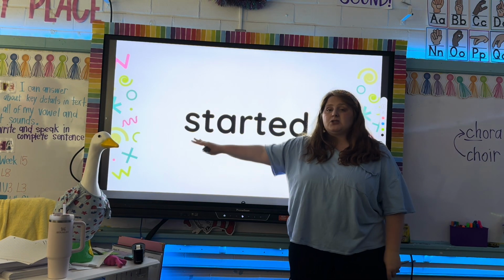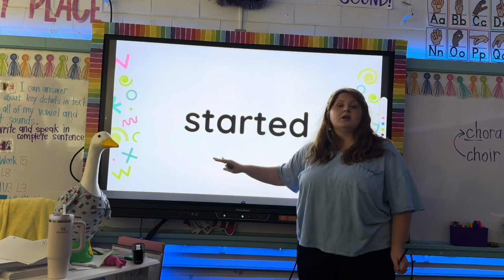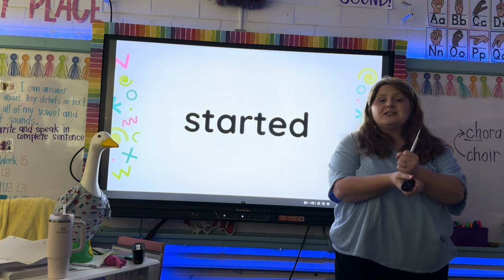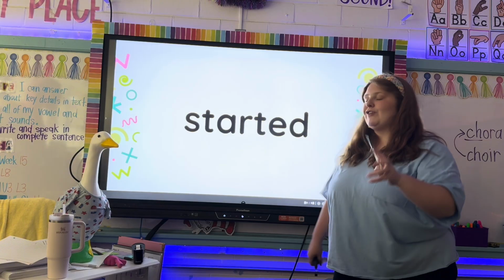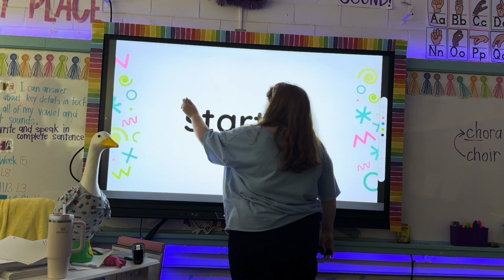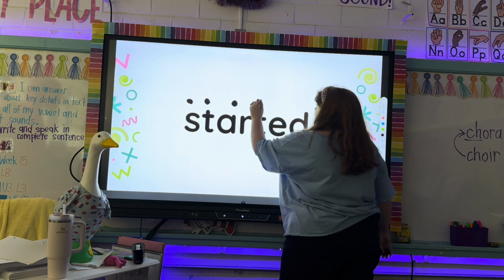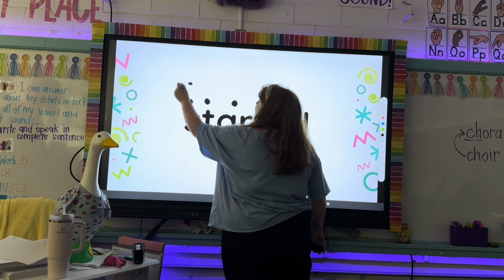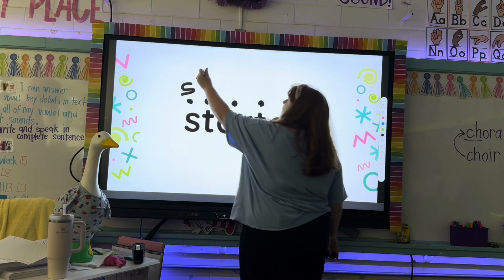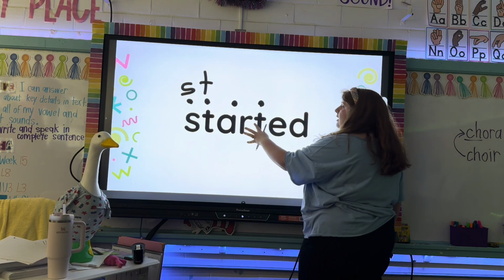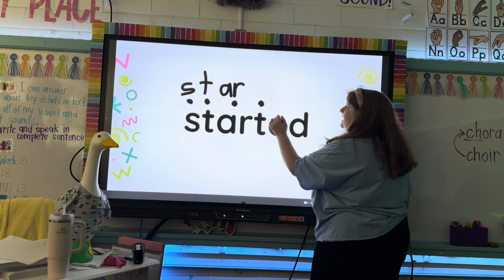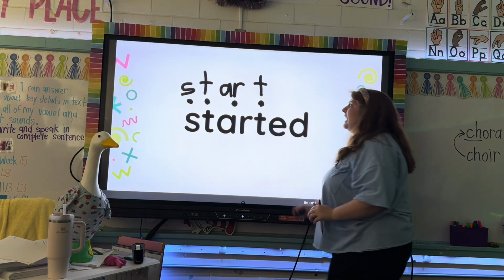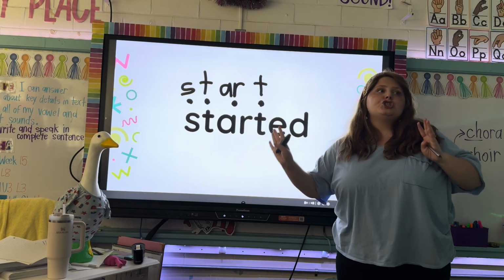My root word is start. I'm going to pound the word start. Start. St. Art. 4 phonemes. S is spelled with an S. T is spelled T. R is spelled A-R. T is spelled T. And then I have that ED.